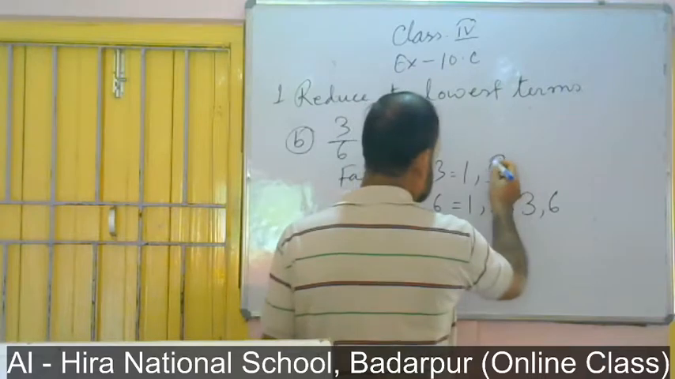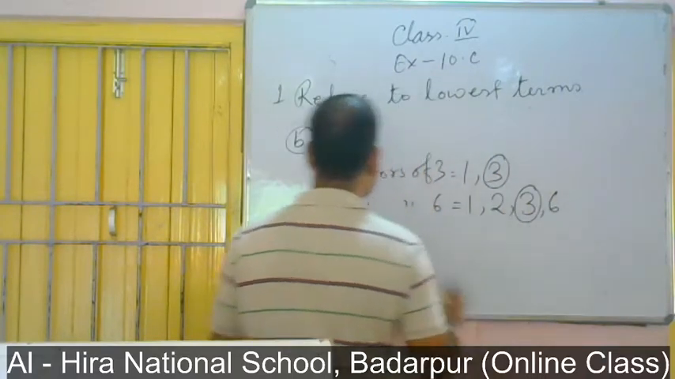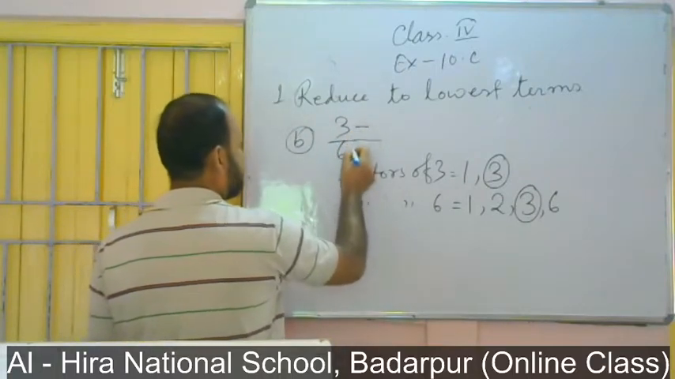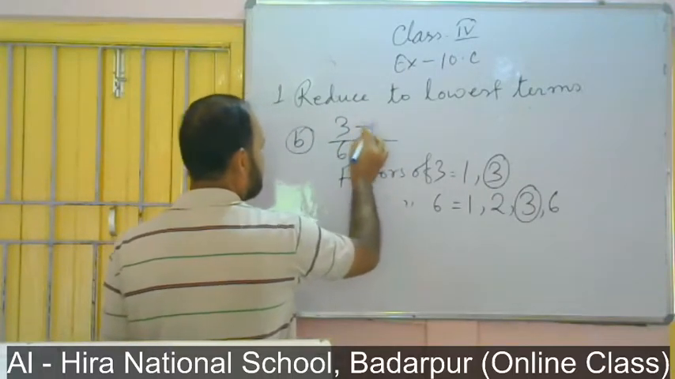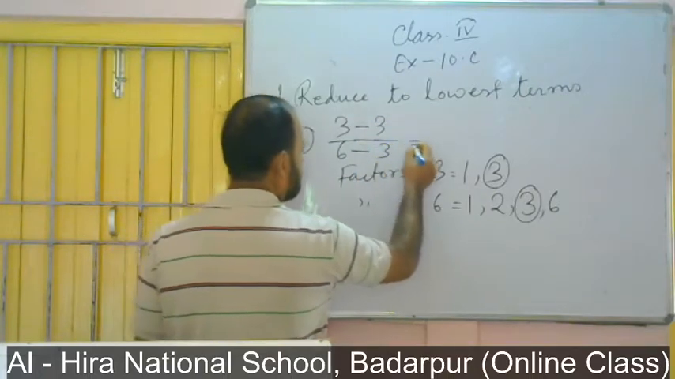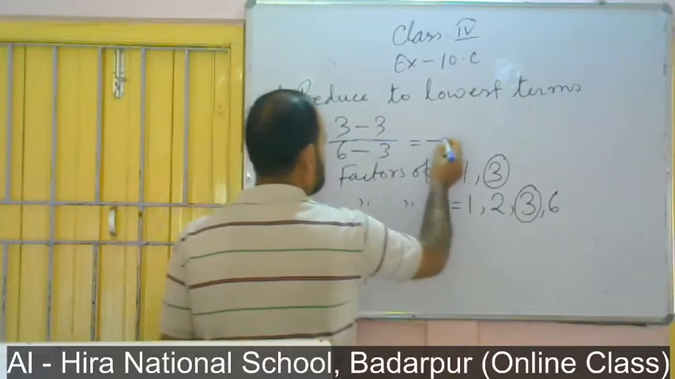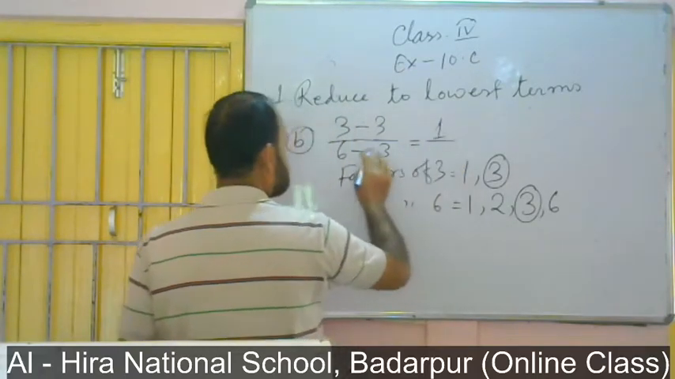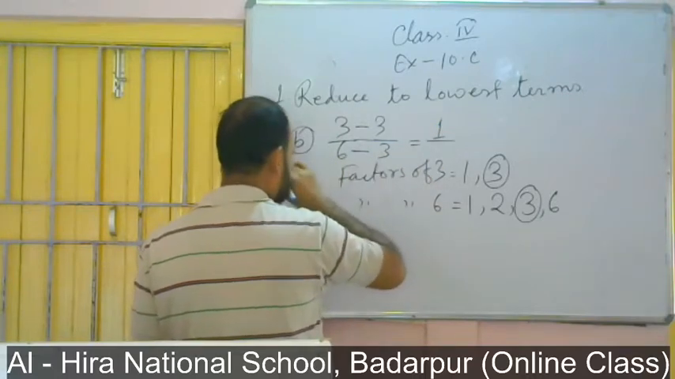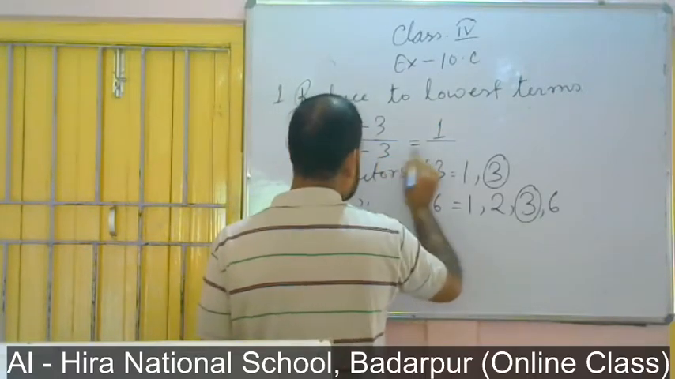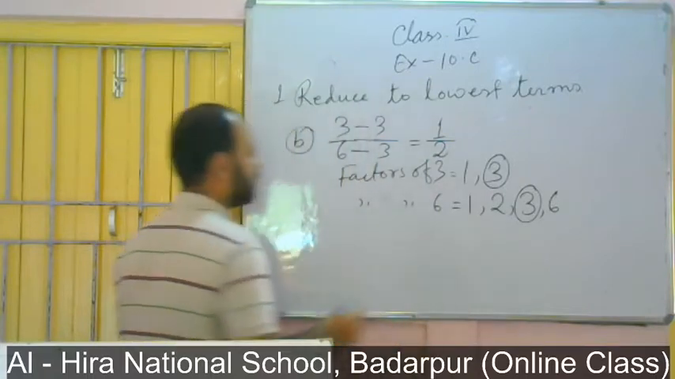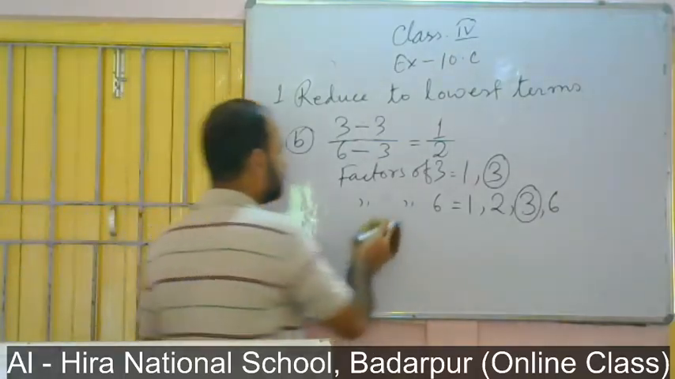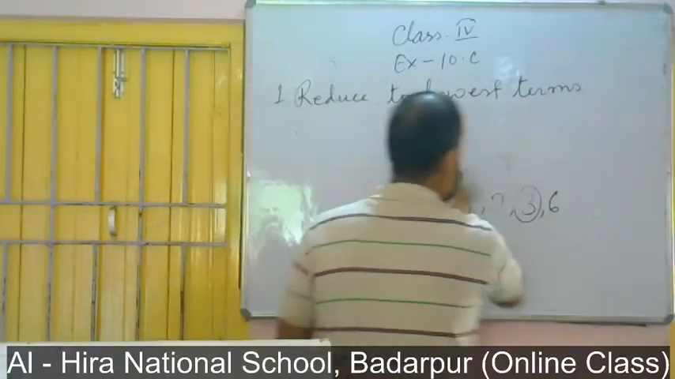Now the common factor here is 3. So we divide the common factor out of both numerator and denominator. 3 divided by 3 is equal to 1, and 6 divided by 3 is equal to 2. Here also the lowest term is 1 by 2. Next, question number C.